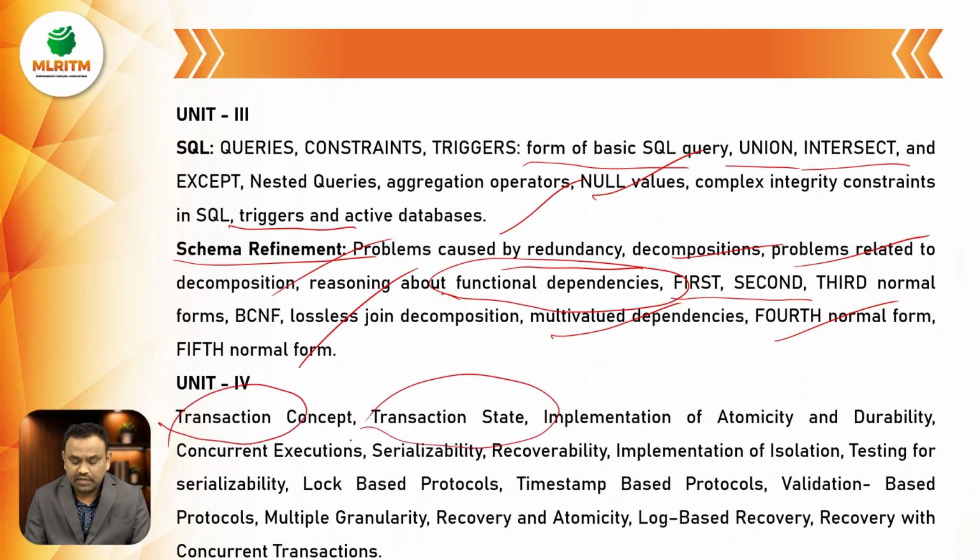What are the states of a transaction? What are the ACID properties: atomicity, consistency, isolation, and durability, etc. Next, the second part focuses on serializability, timestamp protocols, validation protocols, multiple granularity, recoverability, atomicity, etc.